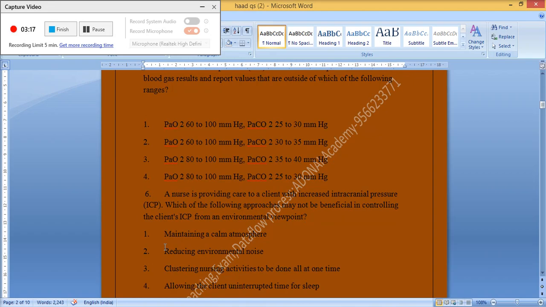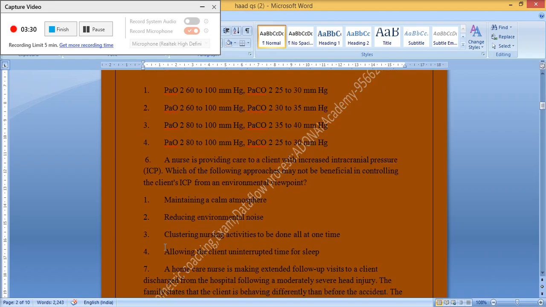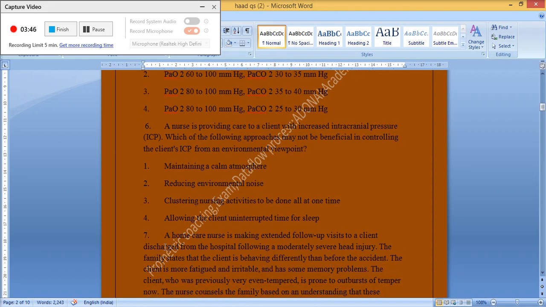6. A nurse is providing care to a client with increased intracranial pressure. Which of the following approaches may not be beneficial in controlling the client's ICP from an environmental viewpoint? 1. Maintaining a calm atmosphere. 2. Reducing environmental noise. 3. Clustering nursing activities to be done all at one time. 4. Allowing the client uninterrupted time for sleep. The correct answer is 3. Clustering nursing activities to be done all at one time.